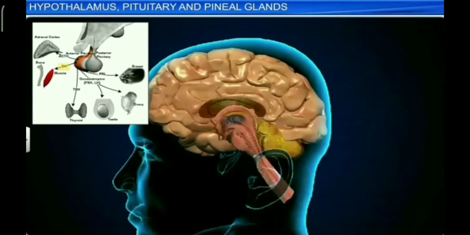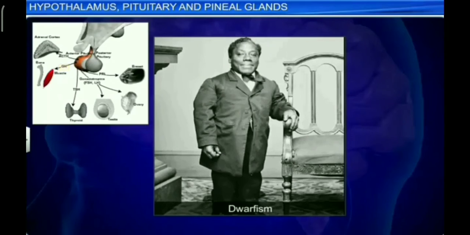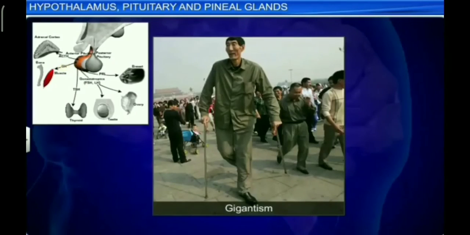Hyposecretion of growth hormone since childhood results in stunted physical growth, and the condition is called pituitary dwarfism. Hypersecretion of growth hormone in childhood causes gigantism, a condition of overgrowth. The individual attains abnormal height.